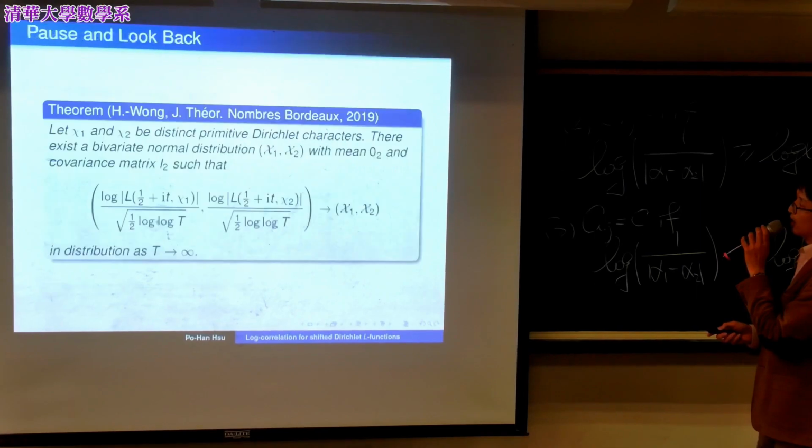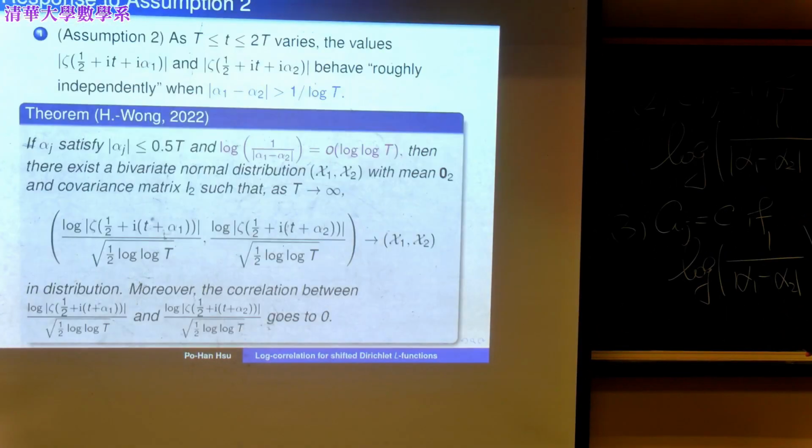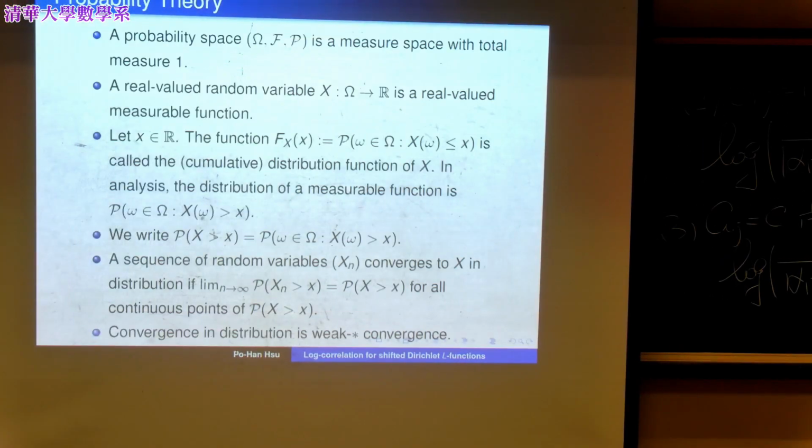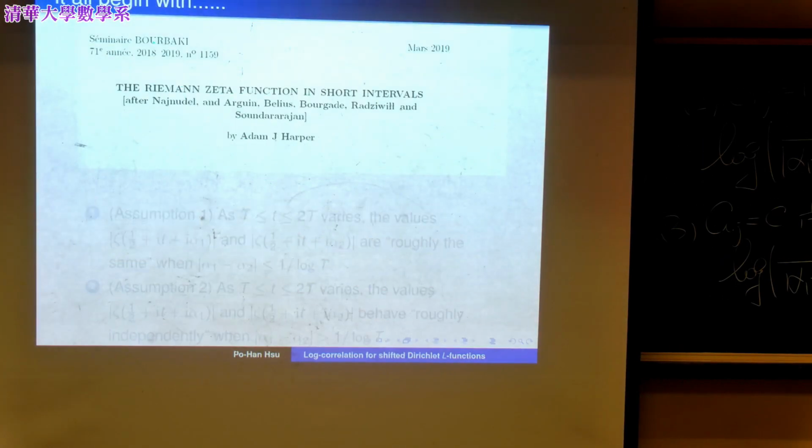Another reason is, I don't know why, but recently great mathematicians, including Adam Harper, have been using probability. Harper himself worked on random matrices. This guy is a probabilist, and this guy used probability machinery to do number theory.